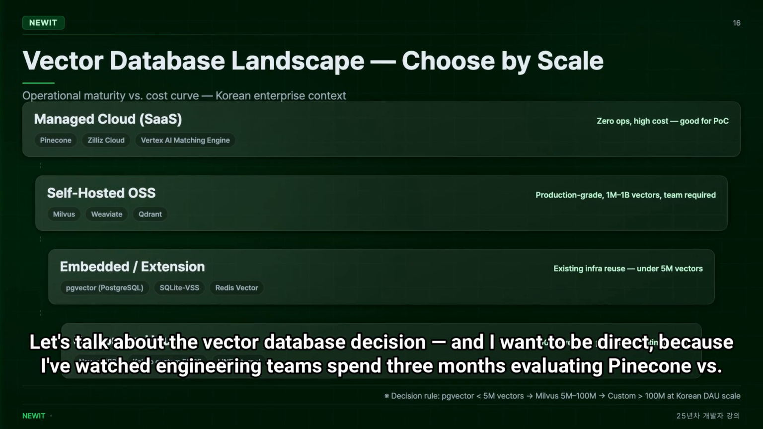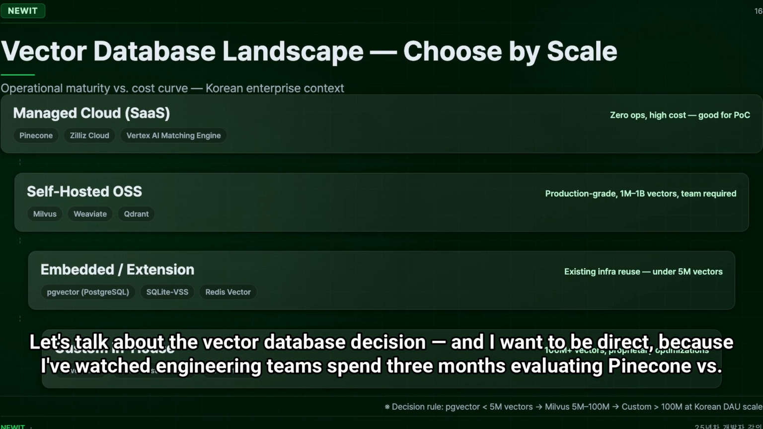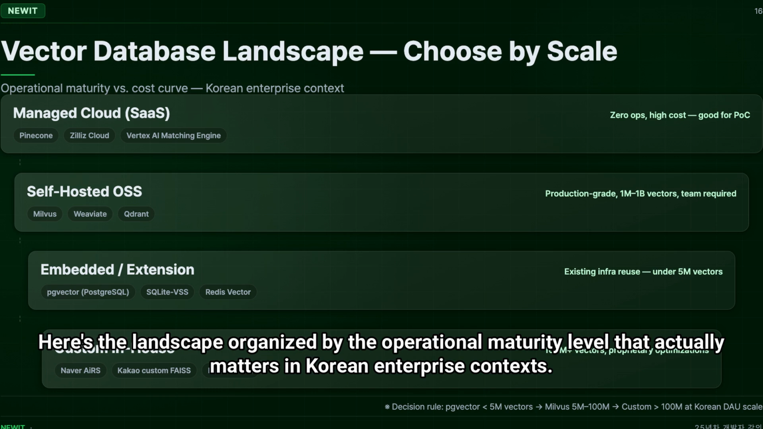Let's talk about the vector database decision. And I want to be direct, because I've watched engineering teams spend 3 months evaluating Pinecone vs. Weaviate vs. Milvus when the answer was sitting right in their existing PostgreSQL cluster the whole time.